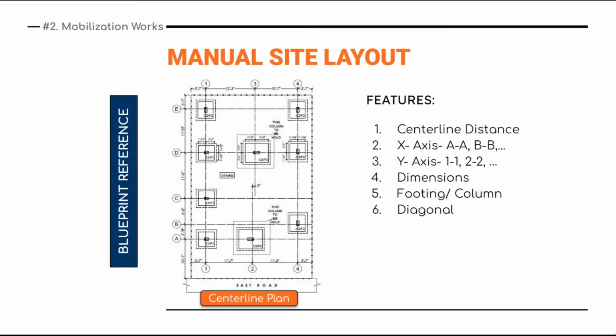Then manual site layout. This is basically a blueprint reference that we are considering, the center line plan. You can see here the basic features are the distance between these two axes: 12 feet 3 inches, 10 feet 7 inches, 3 feet 7 inches. These are the distances between the center lines. So A, B, C, D, E are the x axis, and 1, 2, 3, 4 are the y axis.